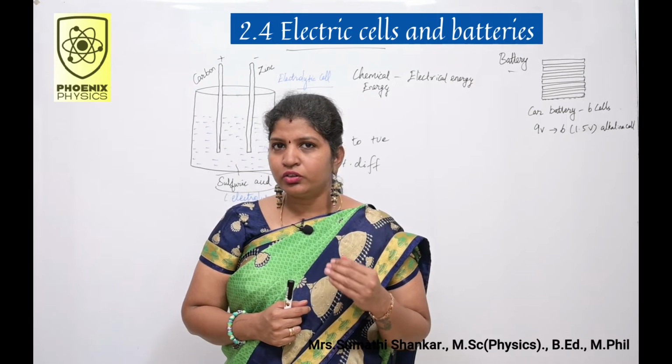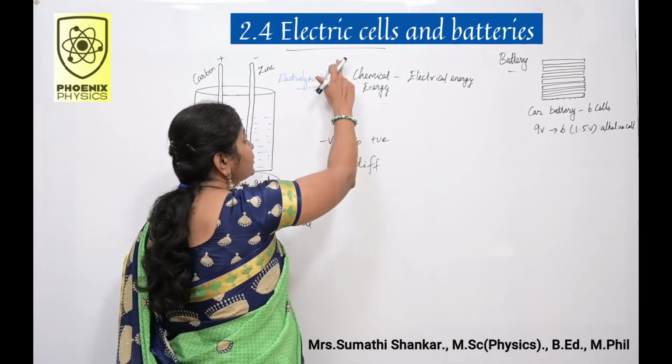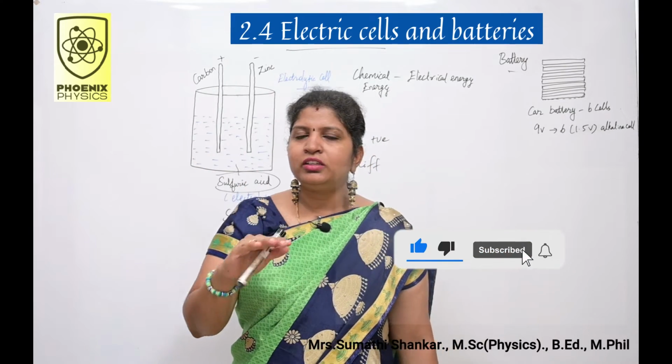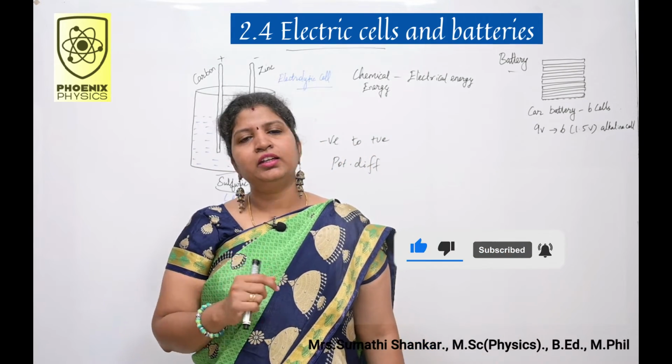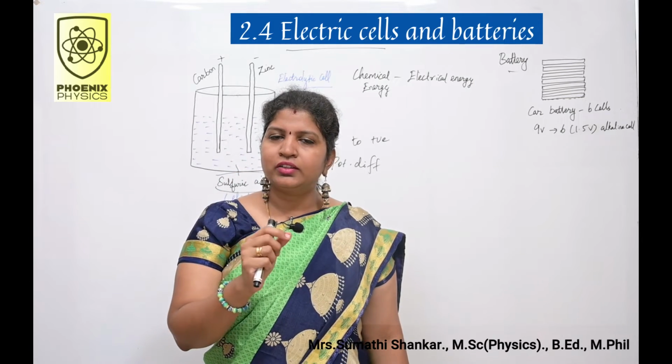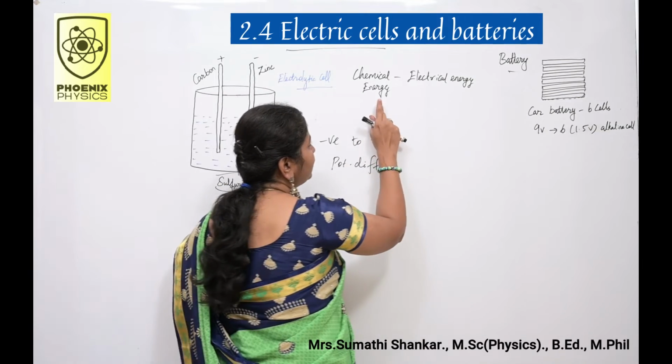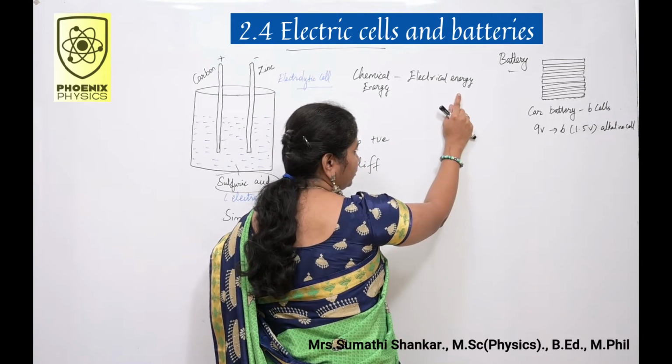Today we are going to discuss electric cells and batteries. A simple device to maintain a steady current in an electric circuit is the electrolytic cell or electric cell. It converts chemical energy into electrical energy.